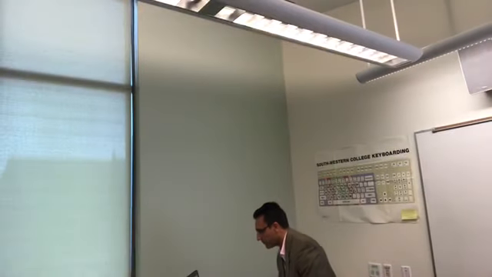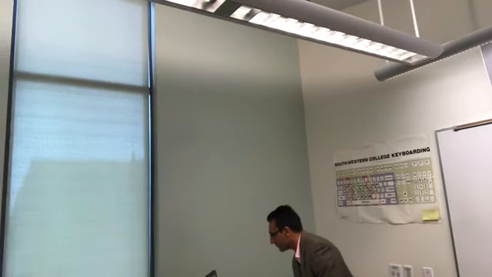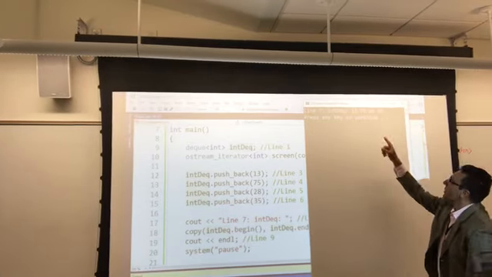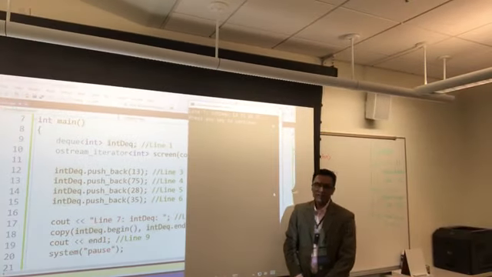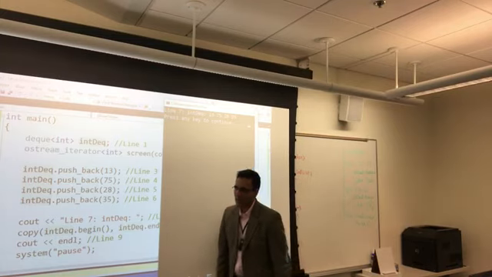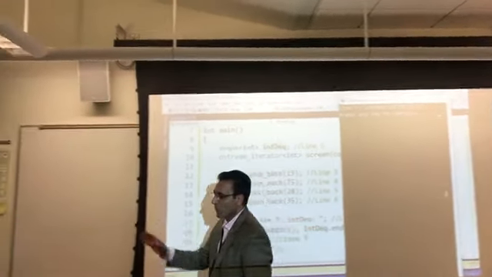So when I run this one, and here it is. I added this in the DQ: 13, 75, 28, 35. As you can see, it's not sorted in any order. We just added the data, probably on one side of the DQ.